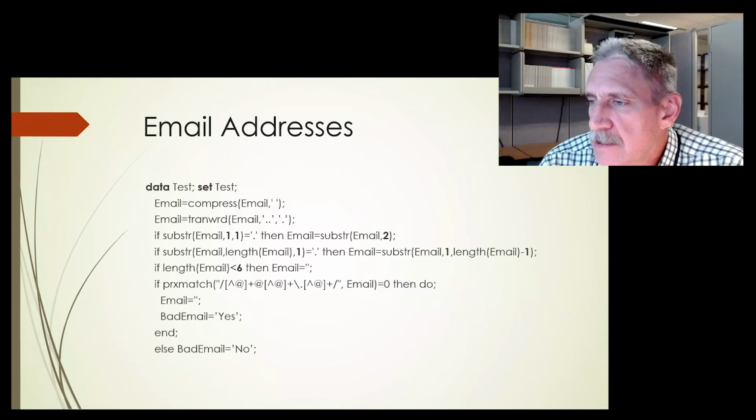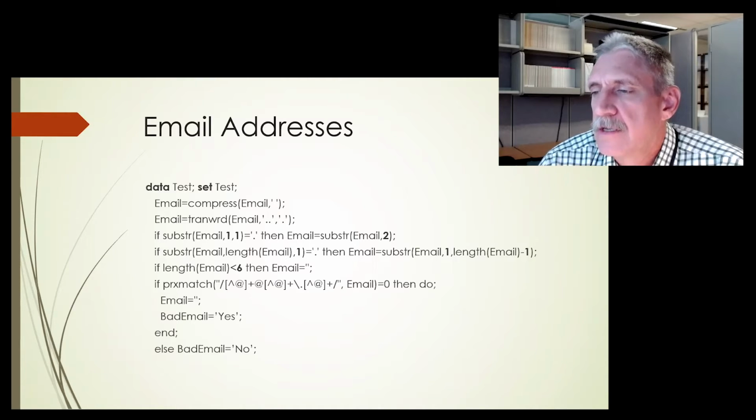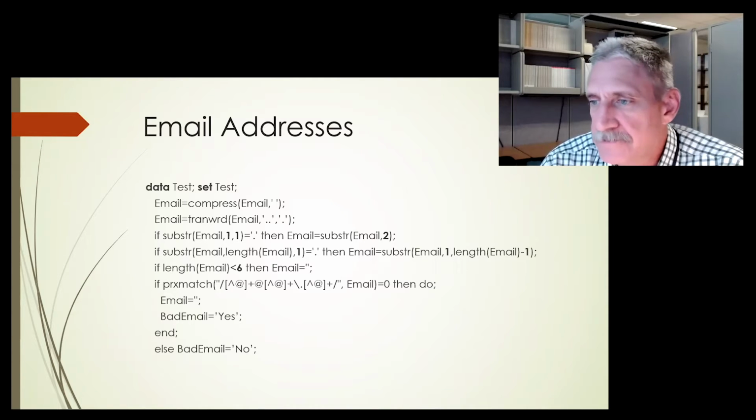The second line takes all double dots and replaces it with a single dot. You can't have a double dot in an email, so it's got to be incorrect anyway. By replacing it with one dot, maybe that corrects it. You cannot have a dot at the start or at the end of an email address, so you just as well take those off too.